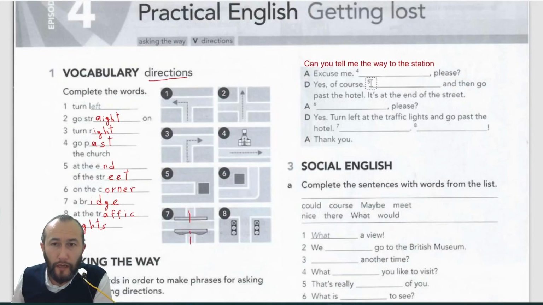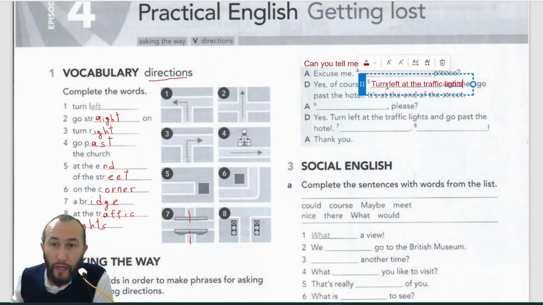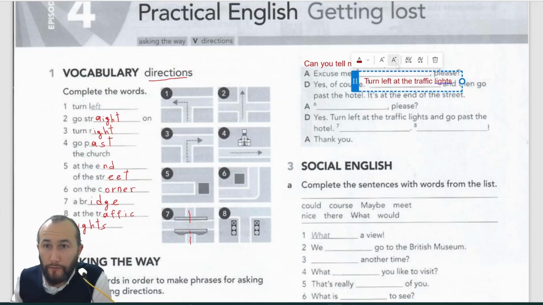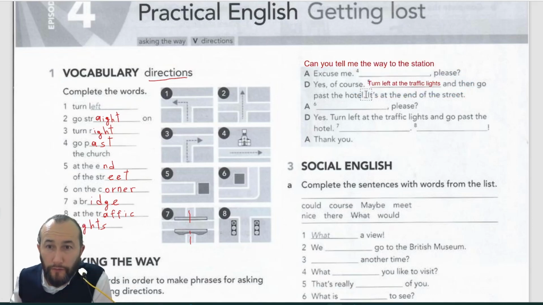Turn left at the traffic lights, right? Turn left at the traffic lights. Okay, so number 5: turn left at the traffic lights and then go past the hotel. It's at the end of the street. And then A is asking again.